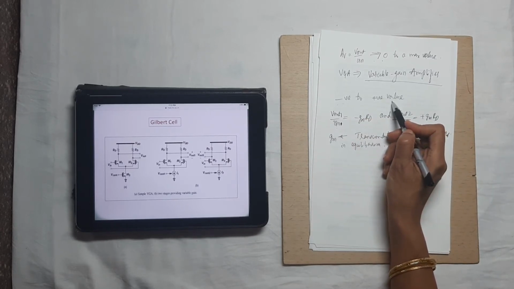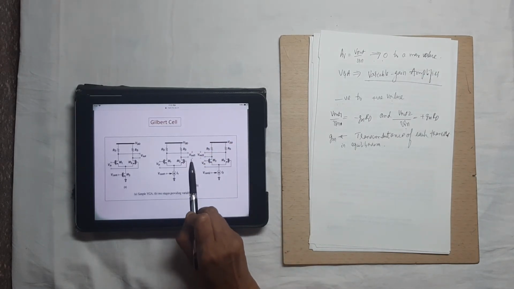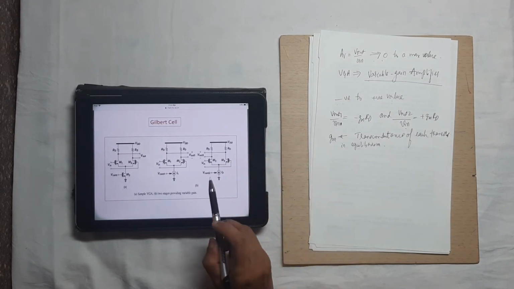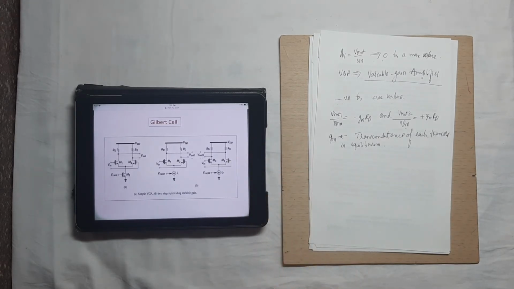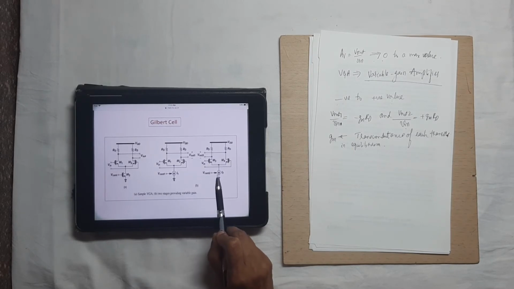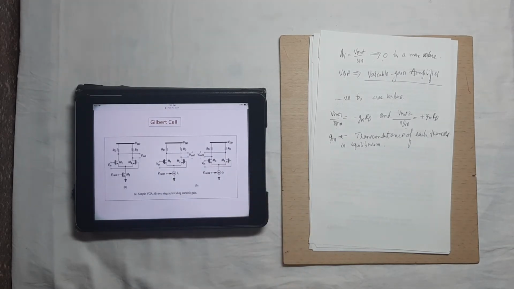Now, how do we construct this? We have one differential amplifier here which provides the gain for Vout1. We have another differential amplifier which provides the gain for Vout2, and we have the control voltage Vcont1 for this particular current source and Vcont2 for this particular current source. These two differential amplifiers together are known as two stages providing the variable gain.